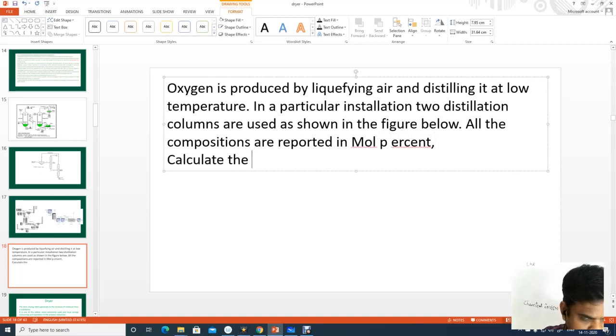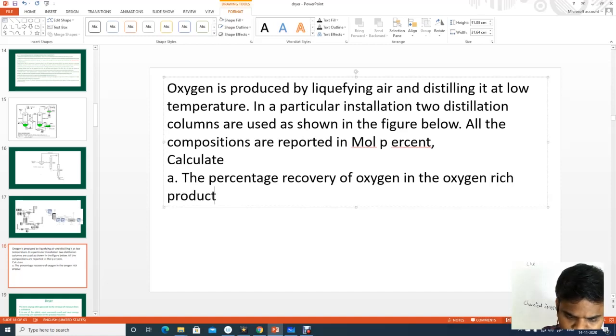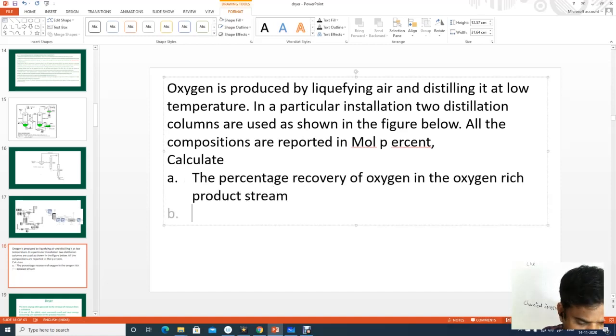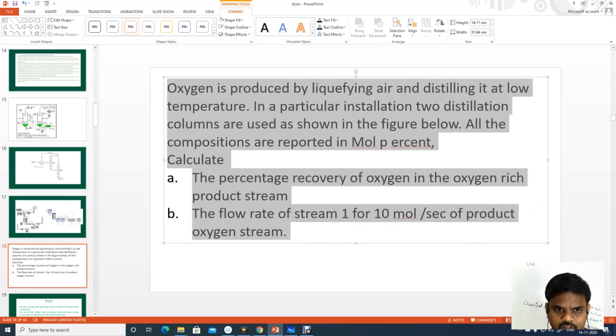Calculate A, the percentage recovery of oxygen in the oxygen rich product stream. B, the flow rate of stream 1 for 10 mole per second of product oxygen stream. So this is our question.